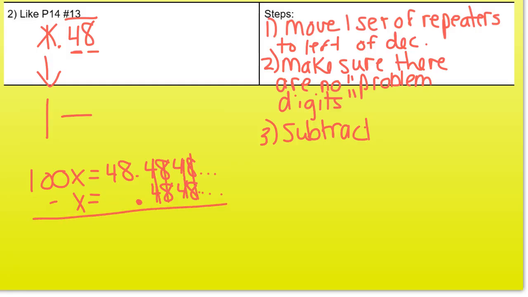Cancel, cancel, cancel. 100x's minus 1x is 99x's. 48 minus nothing is 48. Then we're going to isolate our variable.